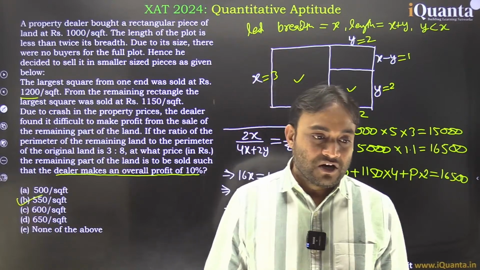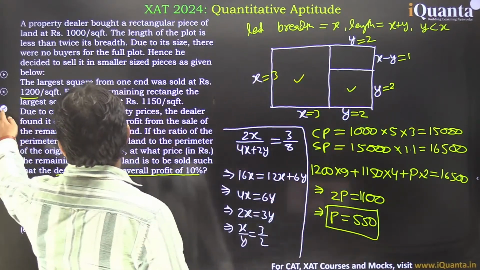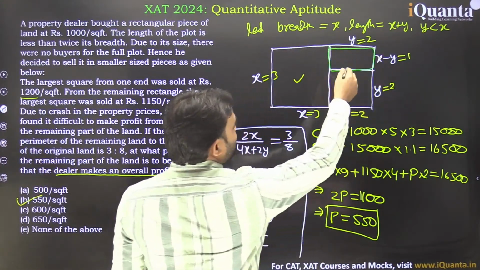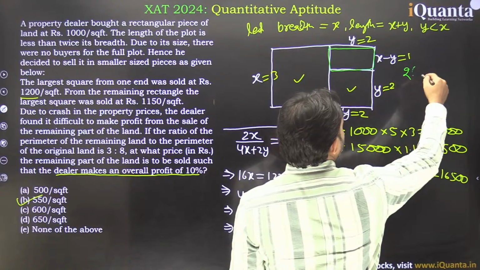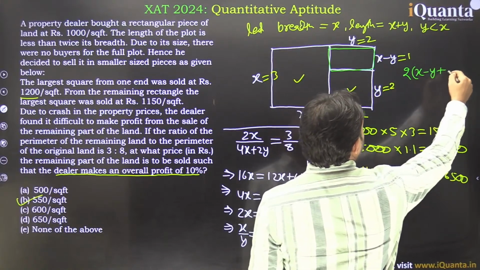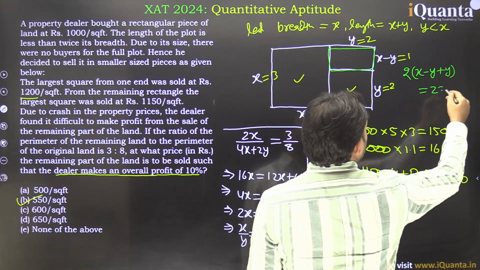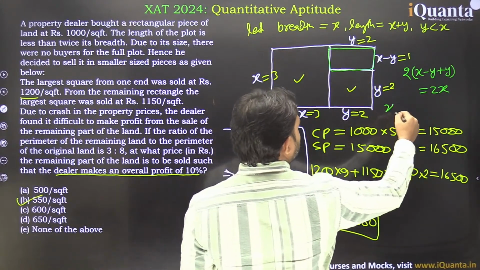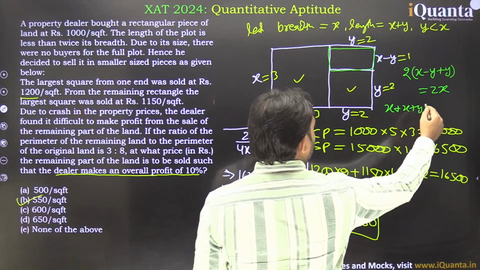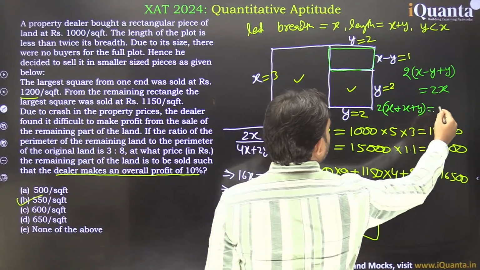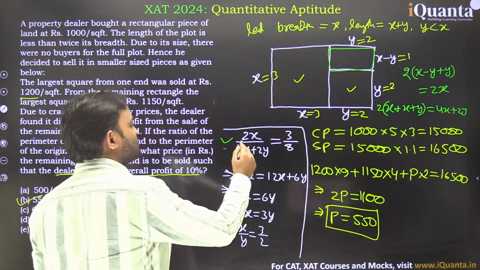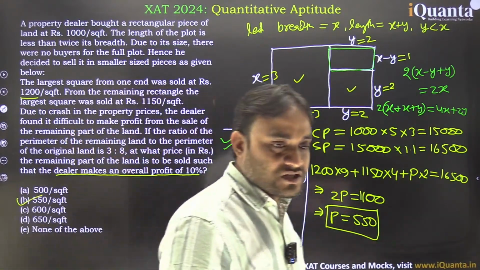Okay. Harshit, the perimeter of this portion, what will be the perimeter? 2 times x minus y plus y, which is equal to 2x. What will be the perimeter of the whole? This will be x plus y, 2 times, which is equal to 4x plus 2y. The ratio given is 3:8. From there we got x is to y.